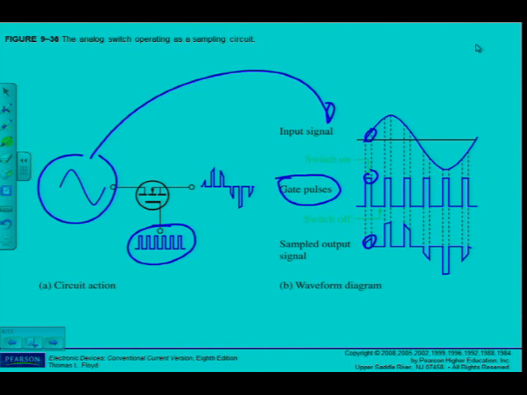Of course, when the gate pulse returns to 0, I can see also my sampled output signal returns to 0. Until I get the next pulse, take the next sample, and I have the next sample output signal. And so I get samples of my signal passed through to the output of my analog switch.